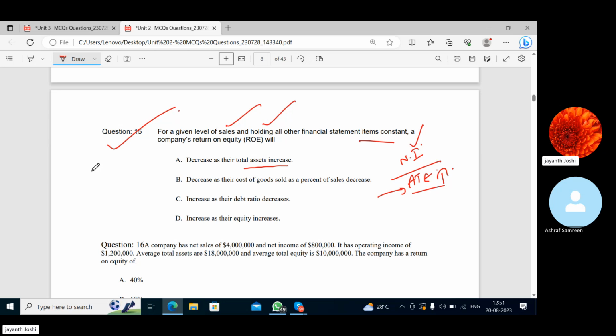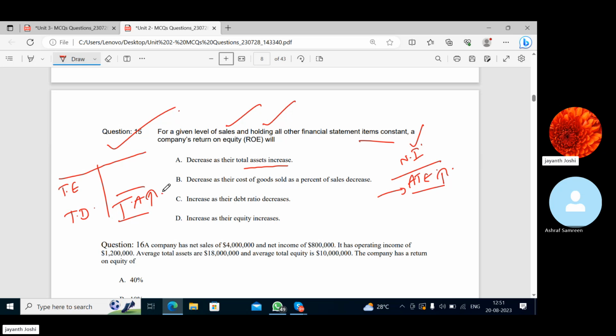Why? Because if I take this balance sheet for a given level of sales and holding all the financial statement items constant, this is total assets, this is equity, this is total debt. So they are saying that this has to increase. If this has to increase, that means the funding should happen for the assets to increase.